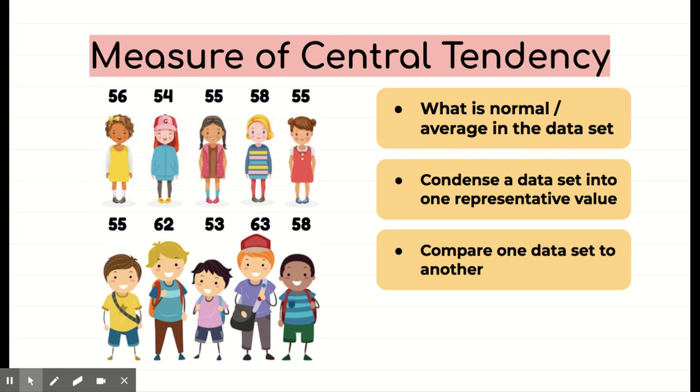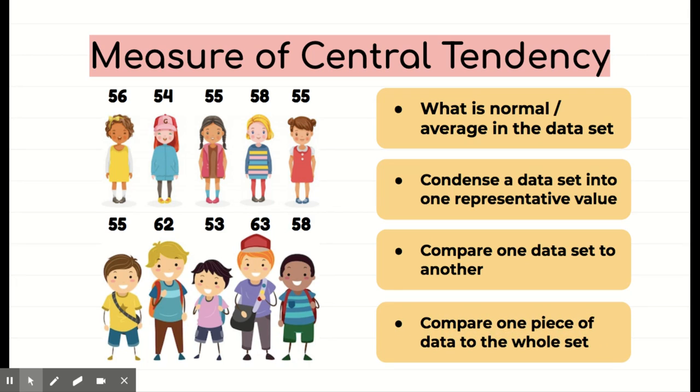For example, if I want to compare the height of the group of girls versus the height of a group of boys, you can find the average of the two groups and then compare them, whether the boys or the girls are taller. Lastly, you can also use the measure of central tendency to help you compare one piece of data to the whole set. How does that look like?